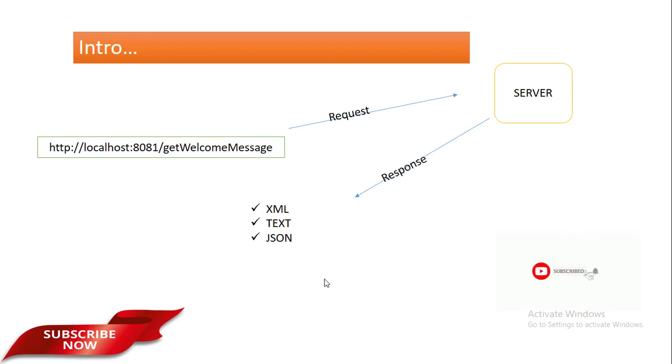First of all, I will give a small intro. This is one URL. Get welcome message is the endpoint. You fetch this URL from your browser, Postman, or another client. So the request goes to the server. The server should process it, and the response comes back to the client.